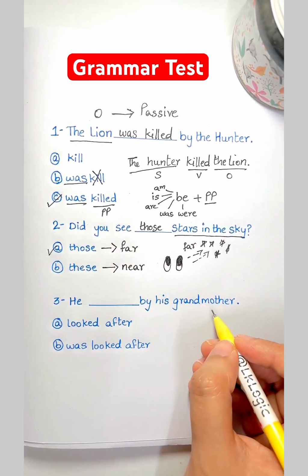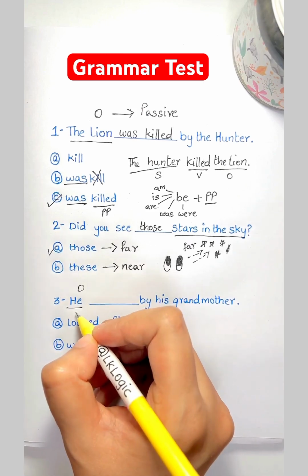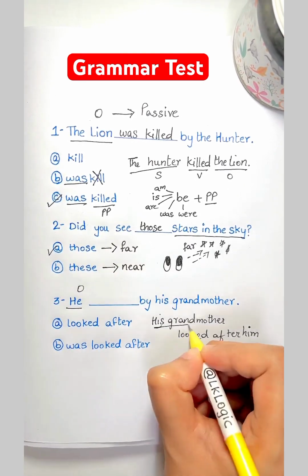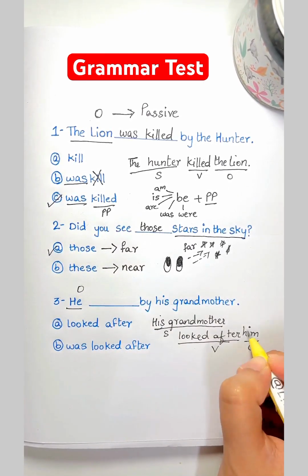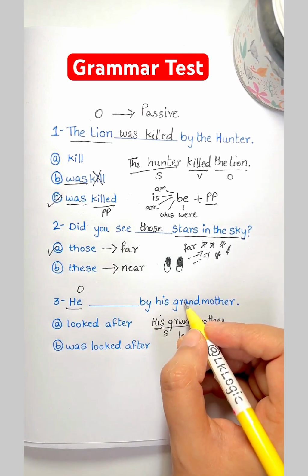Blank by his grandmother. The sentence starts with object because the original sentence is his grandmother looked after him. That's the subject, verb, and object. Him is the object, so here we have he, it's passive. So what's the answer guys?